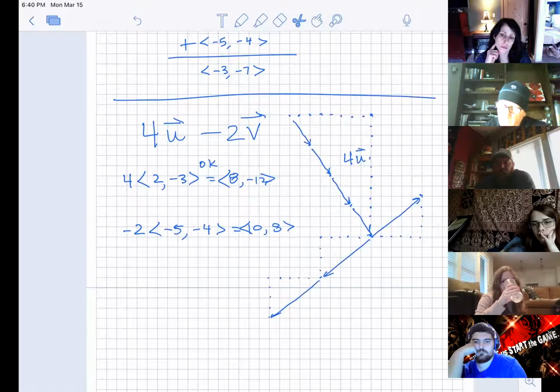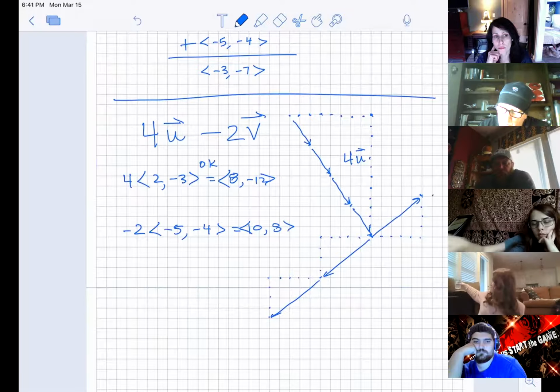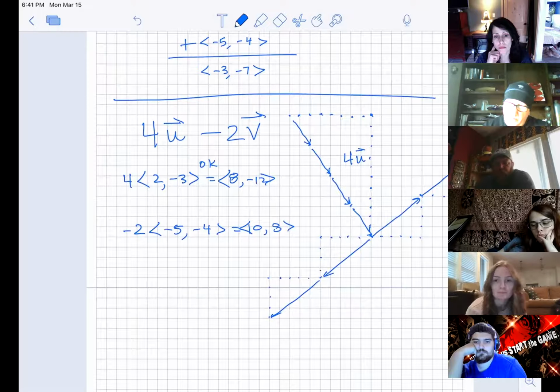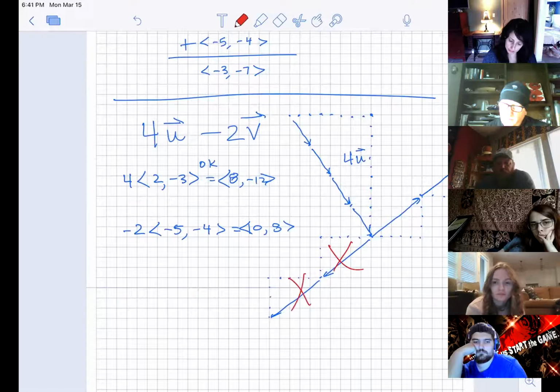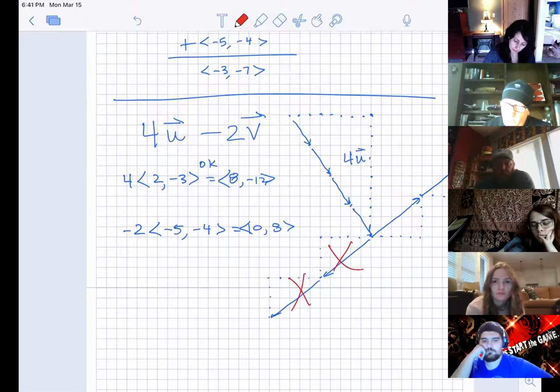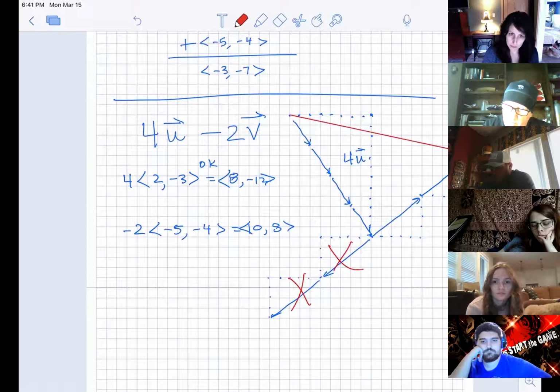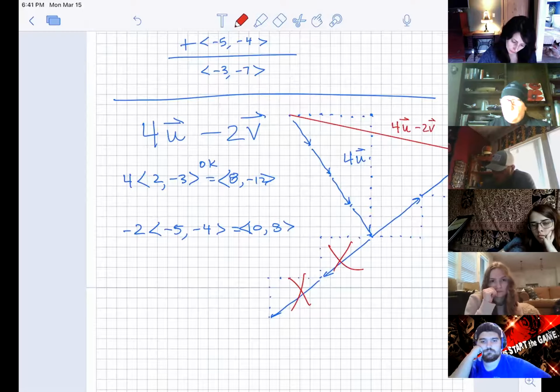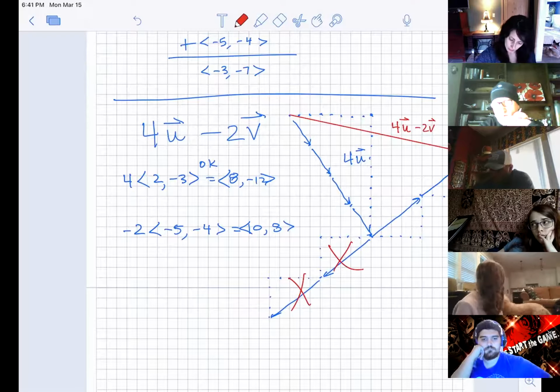Yeah, got it. One, two, three, four, five. One, two, three, four. So it's about right there. Bam. So it's not this, because we're subtracting. So there's my final answer. That's the result of subtracting those two.